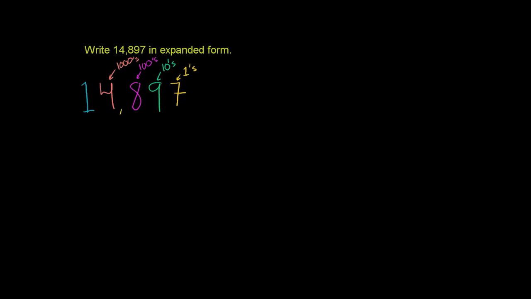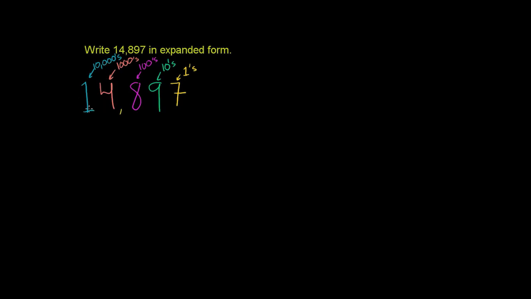And then the 1 is in the 10,000s place. And you see, every time you move one place to the left, you're multiplying by 10. Ones place, tens place, hundreds place, thousands place, 10,000s place. Now let's think about what that really means.